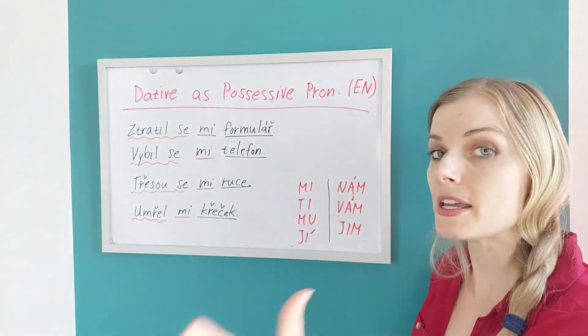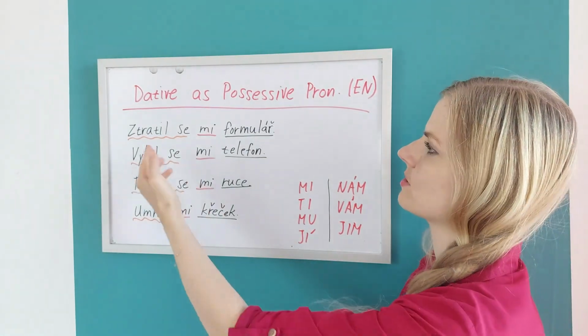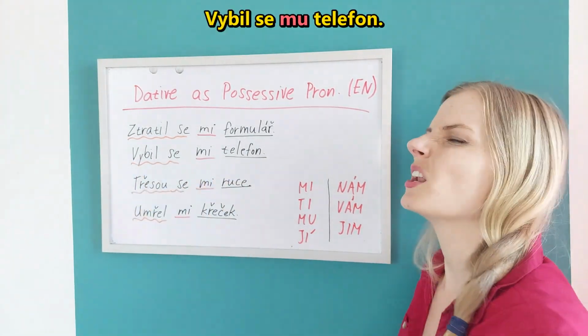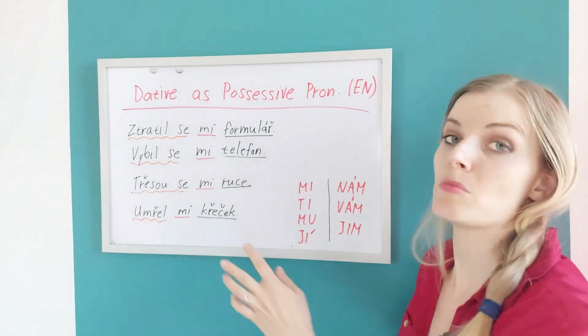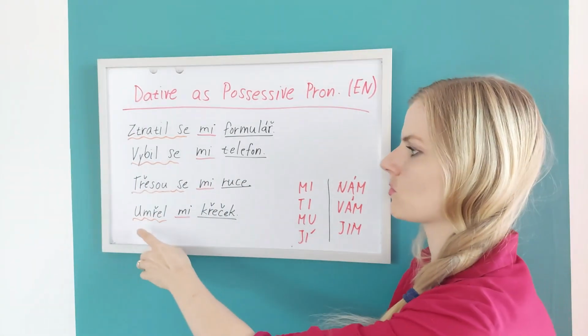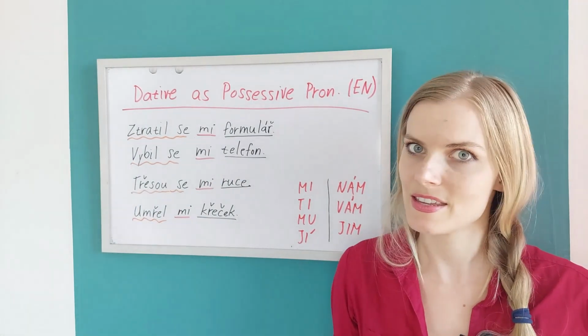Remember, mu is for him and jí is for her. So you could also alternate. You could say, vybil se mu telefon, his phone died. How would you say, her hamster died? Umřel jí křeček. Perfect, it's that easy.